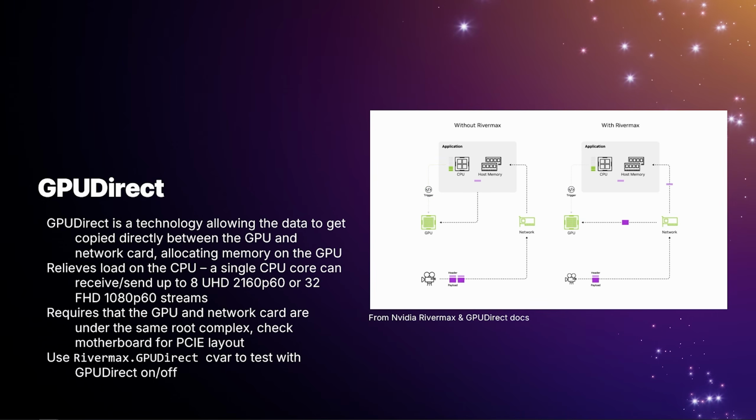So in RiverMax, there's a technology called GPUDirect, which is another optimization. Instead of transferring the data from the network card to the CPU to the GPU, it just goes straight between the network card and the GPU. So GPUDirect handles allocating memory. It gives you a little bit of a performance boost. I think we were seeing about 2 or 4 frames per second, which is pretty good. I mean, every frame helps.